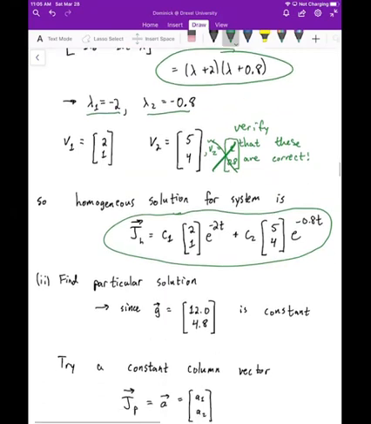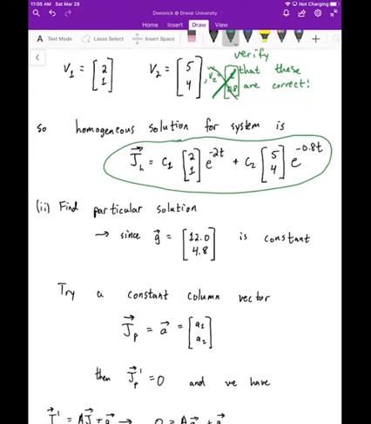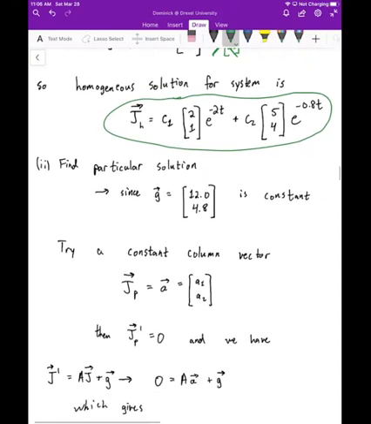Okay, so now part 2 is we need to find the particular solution based on our non-zero non-homogeneous term. Now since our vector of non-homogeneous terms is constant, we're going to assume that our particular solution is a constant column vector.